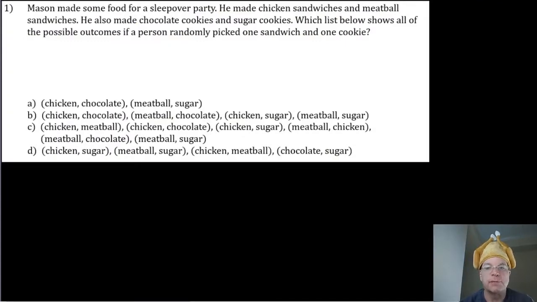This is the review for your test on fraction operations. Mason made some food for a sleepover party. He made chicken sandwiches and meatball sandwiches. He also made chocolate cookies and sugar cookies. Which list below shows all of the possible outcomes if a person randomly picked one sandwich and one cookie?